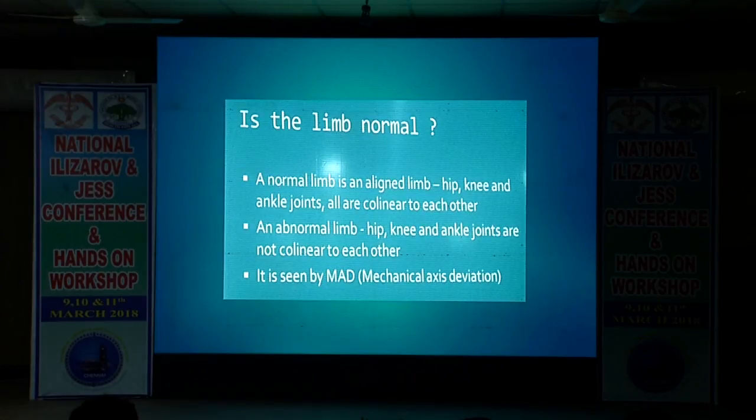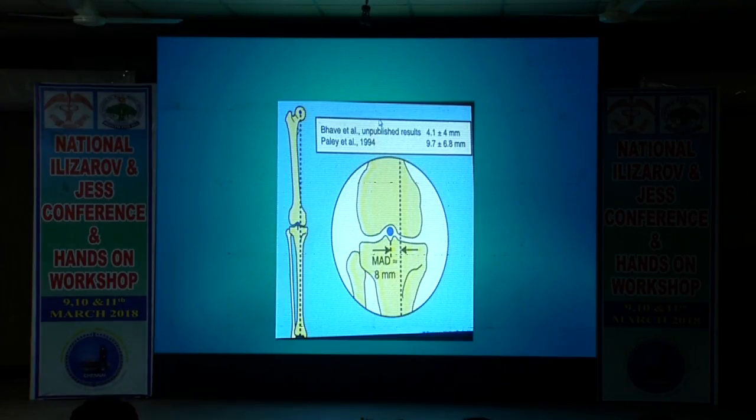Now, the limb normal: along those lines, you need to make sure it's an aligned limb. The hip, knee, and ankle joints are co-aligned to each other. In an abnormal limb, when the three joints in the mechanical axis are not aligned to each other, we describe it as mechanical axis deviation. As stated before, normally it should pass the Fujisawa point, about 8 mm medial to the knee joint. But if there's any mechanical axis deviation, then this mechanical line will shift either inward or outward.